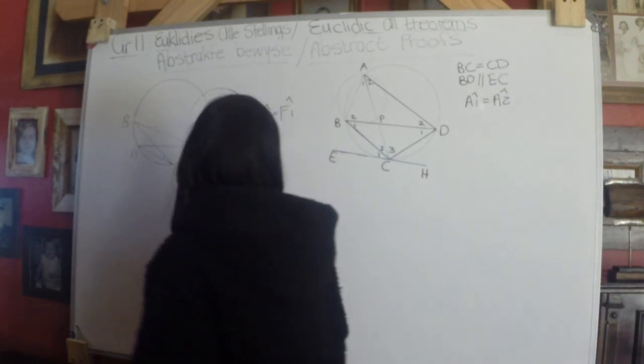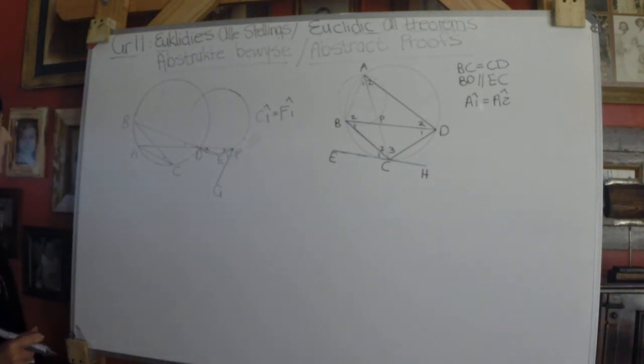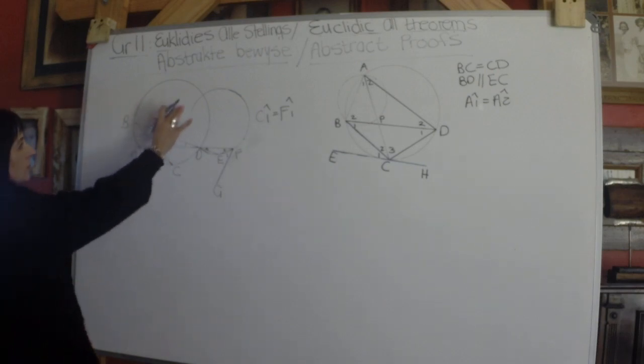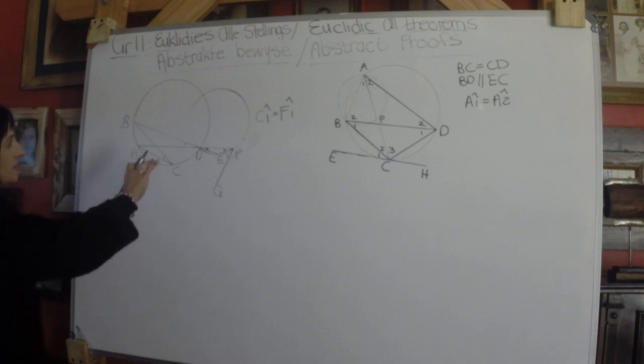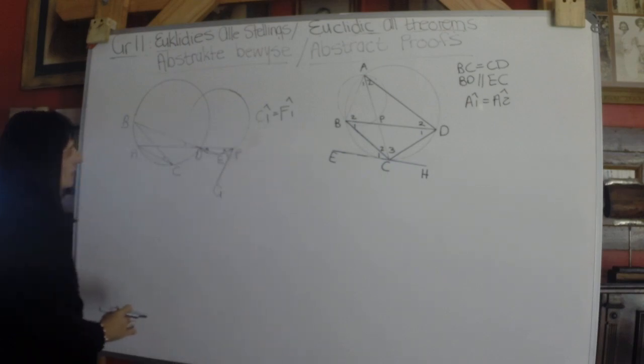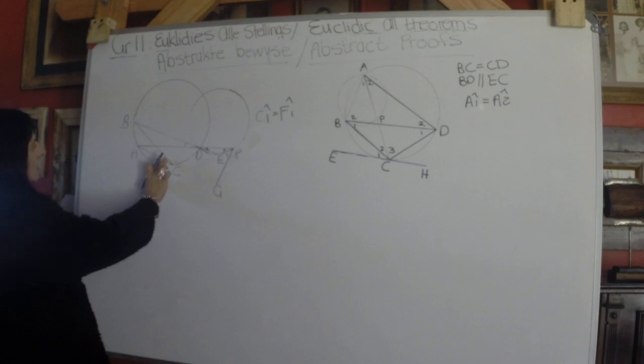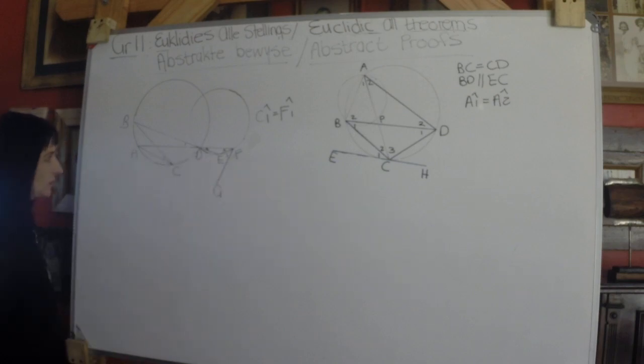Right, ons kyk na hierdie twee probleme, and the first question is, if you look at this, we've got two circles again, and they say prove that C1 equals F1. C1 equals F1. That's what we need to prove.